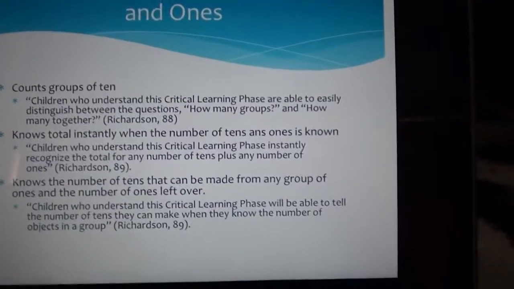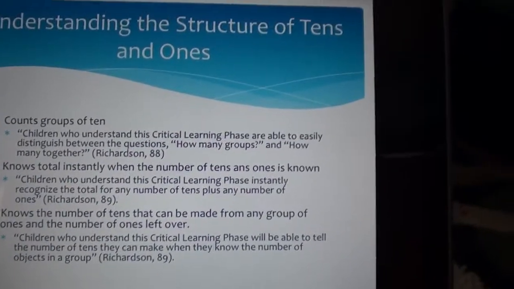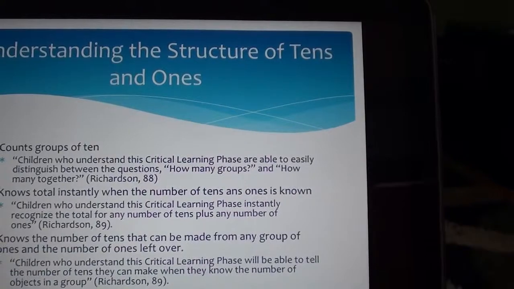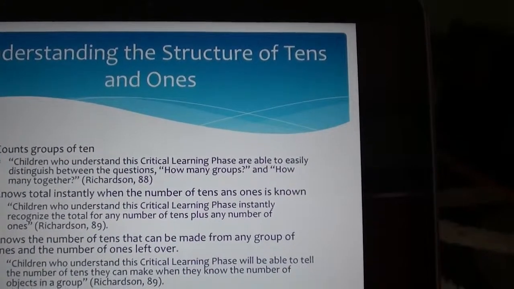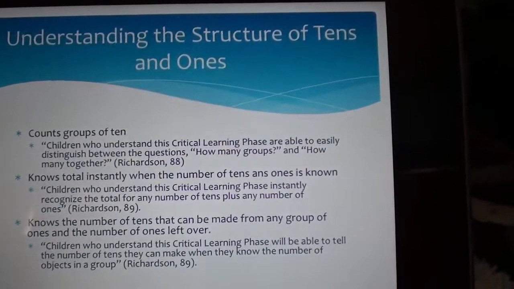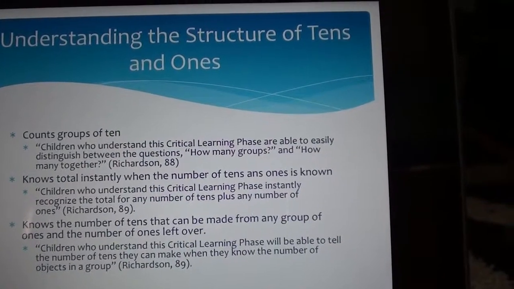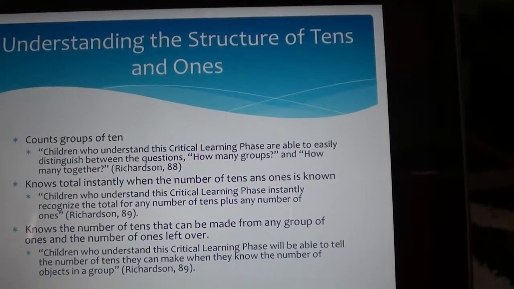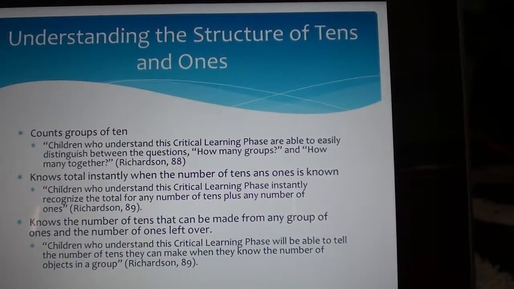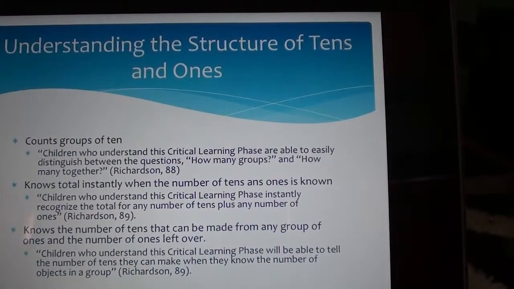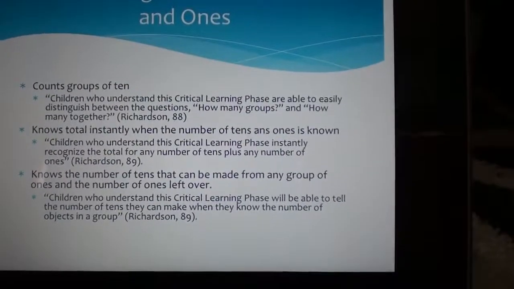Students can also count groups of 10. This means that children easily distinguish between the questions how many groups and how many together. They also know the total instantly when the number of tens and ones is shown, and they know the number of tens that can be made from any group of ones and the number of ones left over.